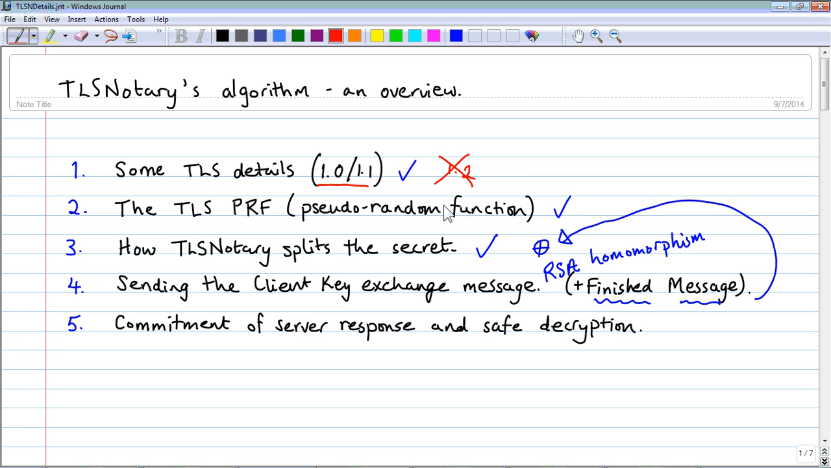And the other restriction also is because we're using the RSA homomorphism, we're restricted to RSA cipher suites. So cipher suites are really that negotiation I mentioned at the beginning between auditor and auditee in terms of what kind of asymmetric and symmetric encryption they're going to use in the session.